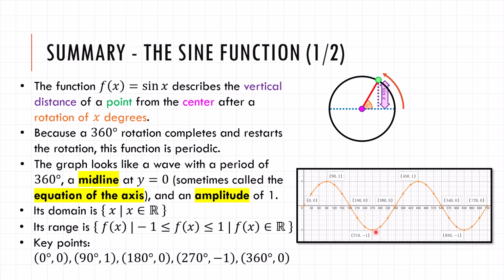And if you want to sketch out a sine function, these are the 5 key points to remember. The x values start at 0 and they just go up by 90 degrees: 0, 90, 180, 270, 360. And the y values go 0, 1, 0, negative 1, 0. So this is the midline, up to the maximum, down to the midline, down to the minimum, and then back up to the midline.